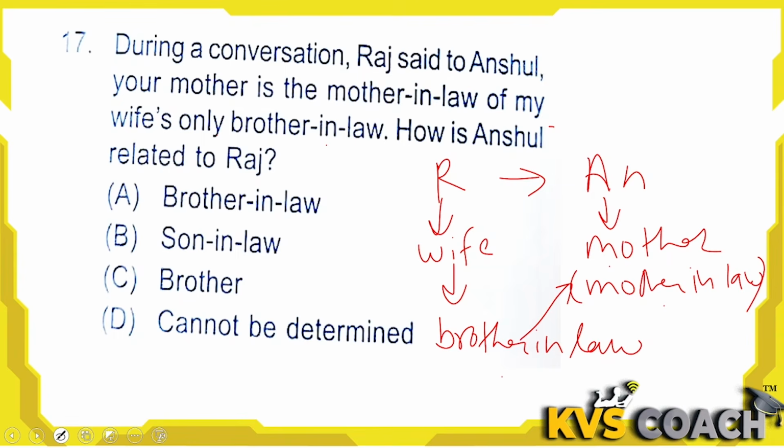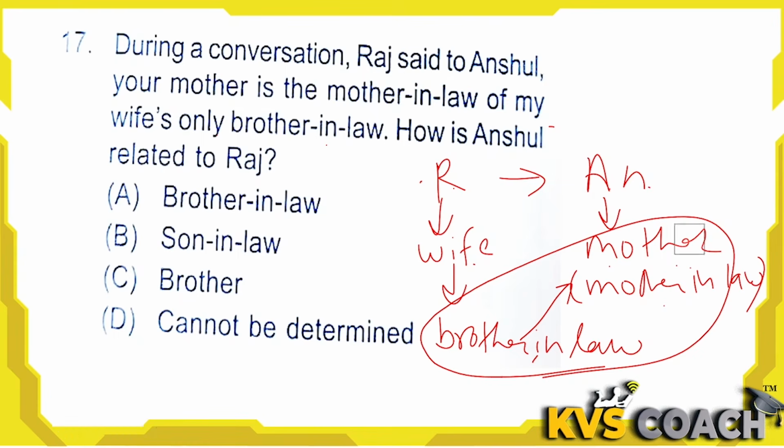So we have to find the relation between them. Wife's brother-in-law may be Raj's brother, and Anshul's mother is the mother-in-law of him. So option A, brother-in-law? No, he can't be brother-in-law. Son-in-law? No, he can't be son-in-law either, and he is not a brother because she is female and he is male. So I think this answer cannot be determined. Option D is the right answer here.